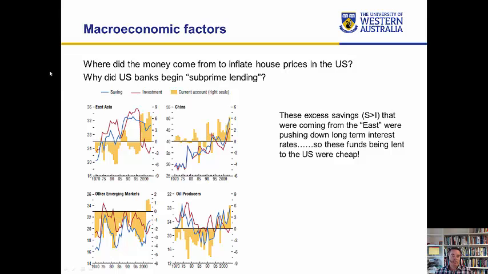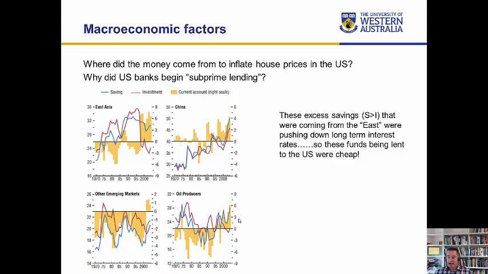Now I've got another question up here. Why did US banks begin subprime lending? What I've indicated on these graphs is that from the late 1990s onwards, there was so much excess savings coming from the East, or the countries that I've defined as being in the East, and primarily they were going into the United States. There was so much money coming in that eventually the American financial system exhausted all sensible lending.